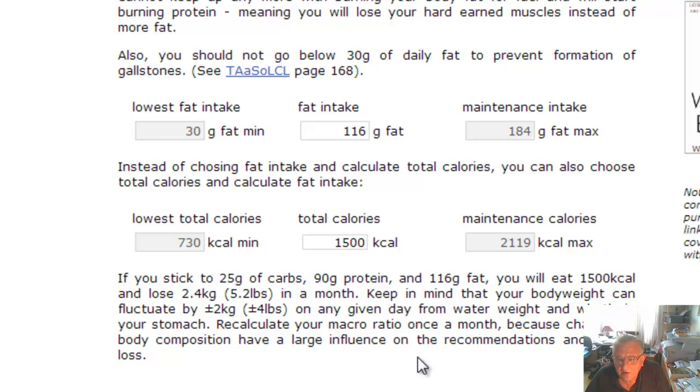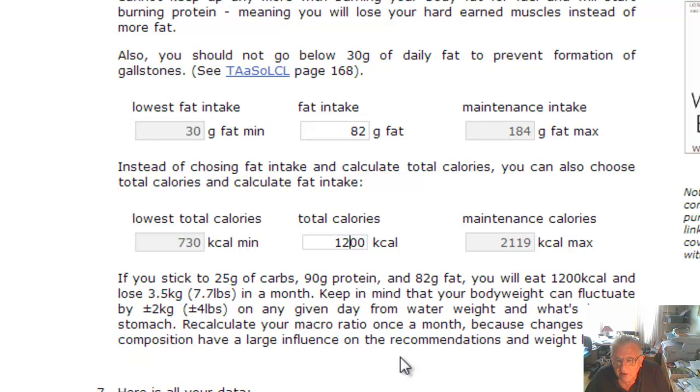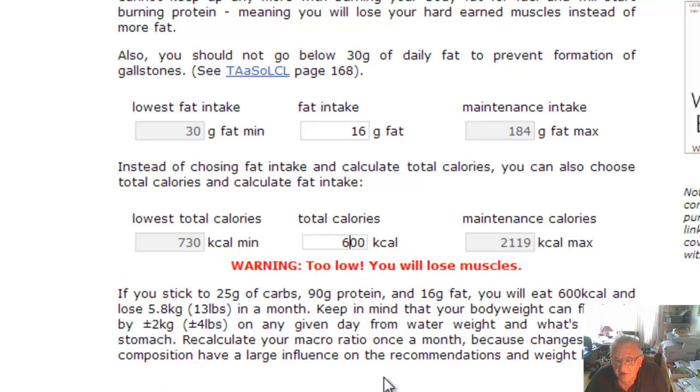You might think to yourself, oh, I'd like to lose weight a little faster than that. And you could just experiment and say, well, what happens if I say 1400 calories? Well, look, now you're up to 6 pounds a month. What happens if I say I want to eat 1200 calories? Now you're up to a bit over 7.5 pounds a month. What happens if you go very low? Let's say I'm going to try 600 calories and it says too low, you're going to start losing muscle.